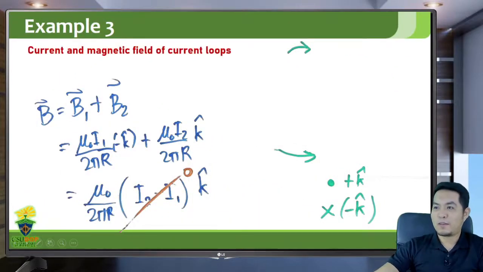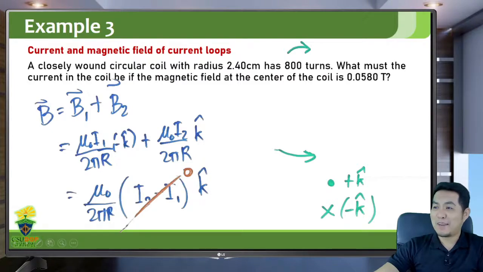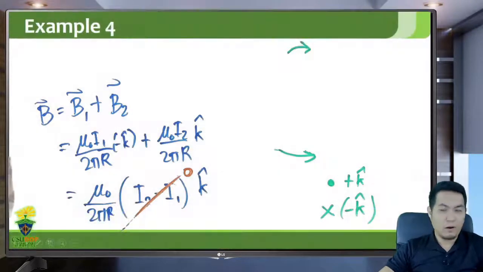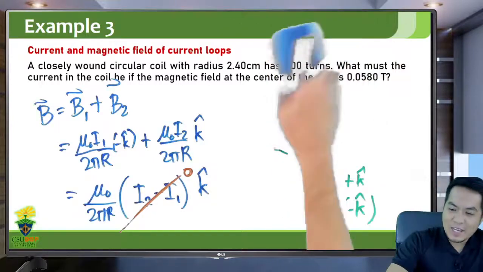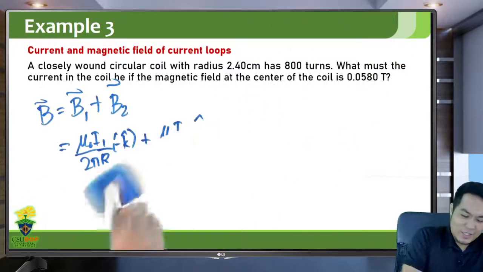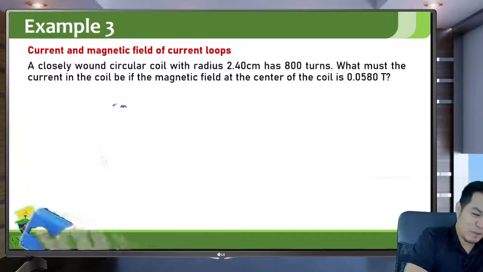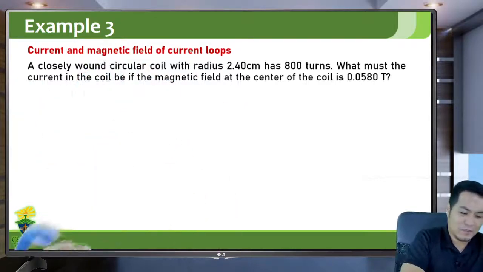Oh, I thought we only had two examples. We have a last example. Oh, sorry, four examples pala. Okay, I will not solve all of these examples. I will just start the solution for you to substitute and find the final numerical value.